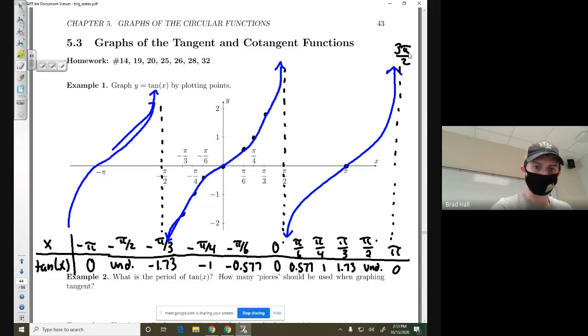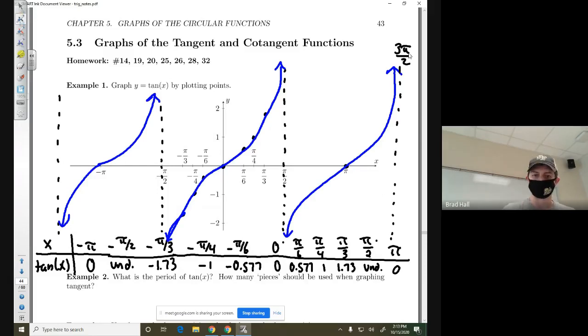I'm just not very good at drawing these, to be honest. Which means I won't expect you to be good at drawing these either. But you get the idea. It does something like that. So it just repeats like that. Just pieces of that just get copied again and again and again. So that is the graph of tangent.